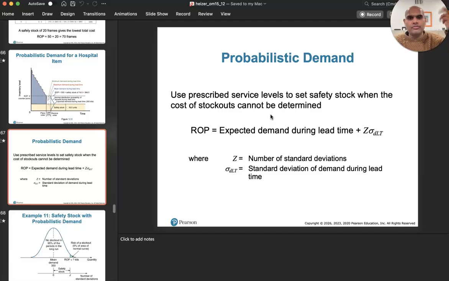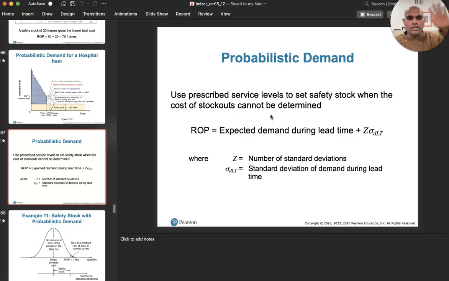So if you want to buy Cheerios, very likely in your mind, you're not going to go back to that store. So you have lost that customer for life potentially. So stockouts can have tangible costs that you can calculate and can also have intangible costs that you cannot calculate.